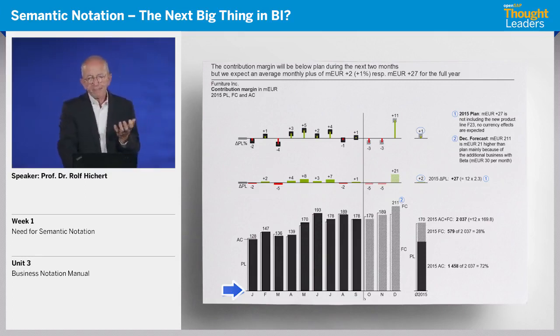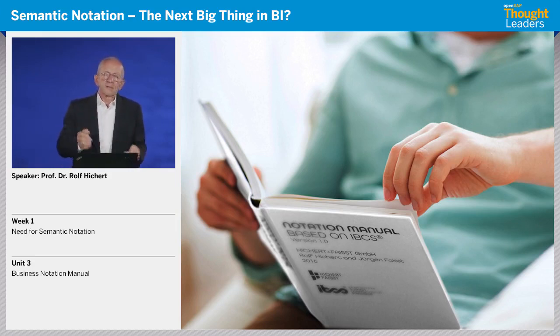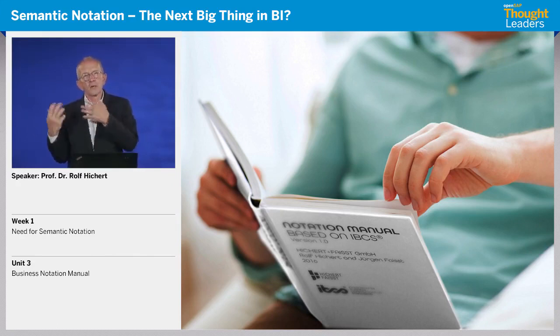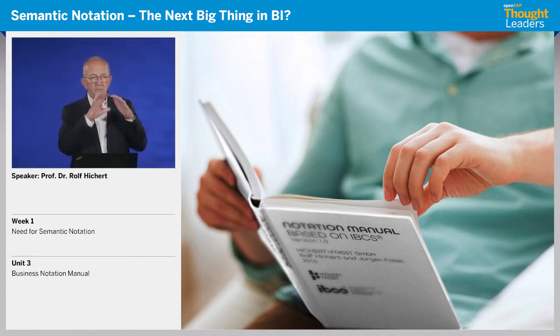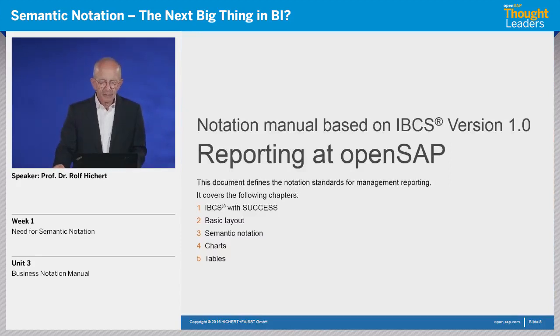In practice, we need to define our own notation manual. It's a manual consisting of 20 to 50 pages, defining all the details for the software developers and for the report developers to apply for the creation of their screens and PowerPoints. So this, of course, is not the reporting at openSAP. Sorry, here would be your company.